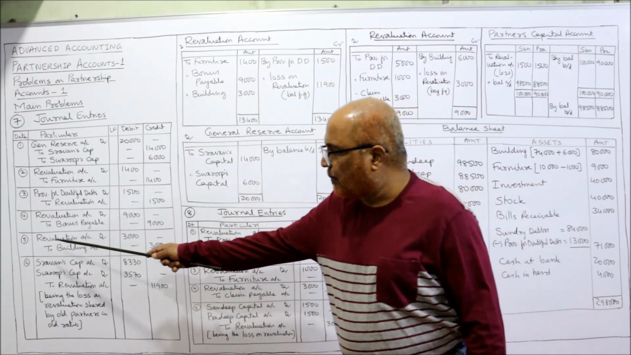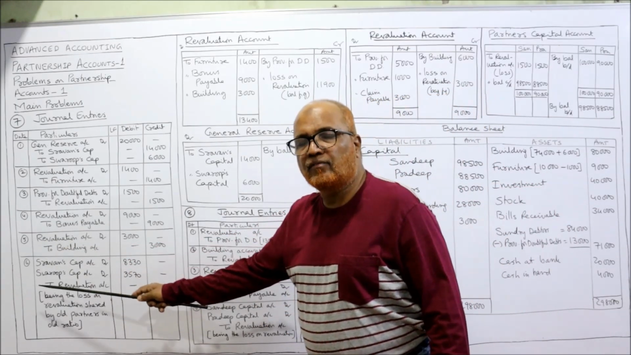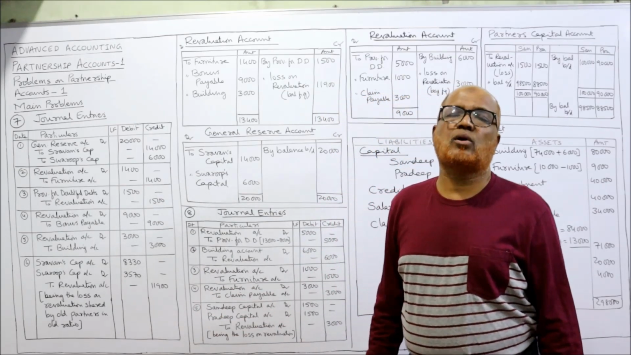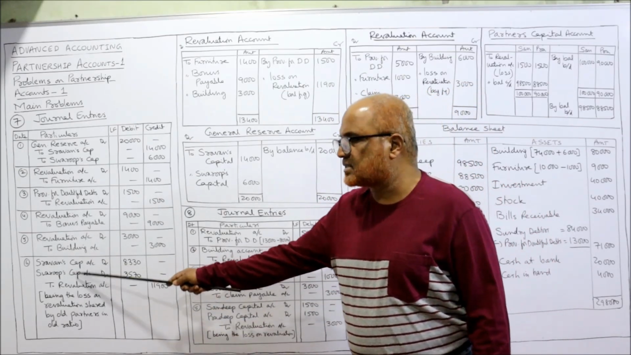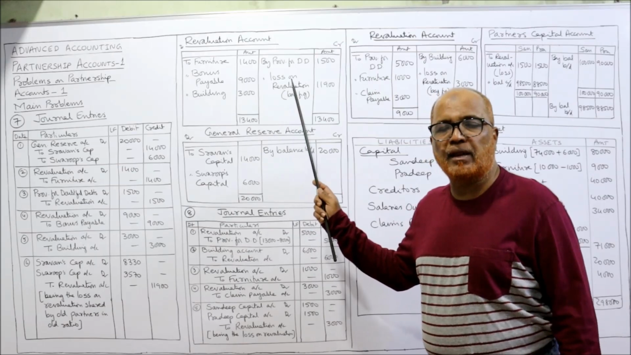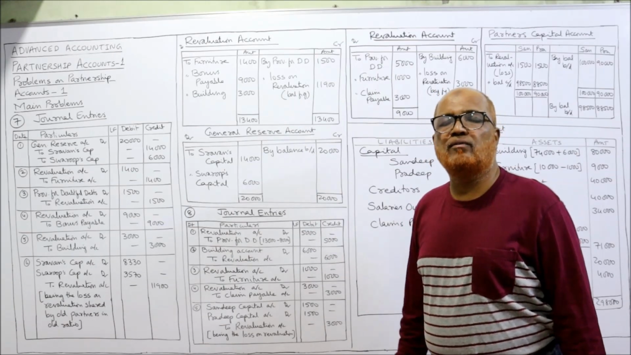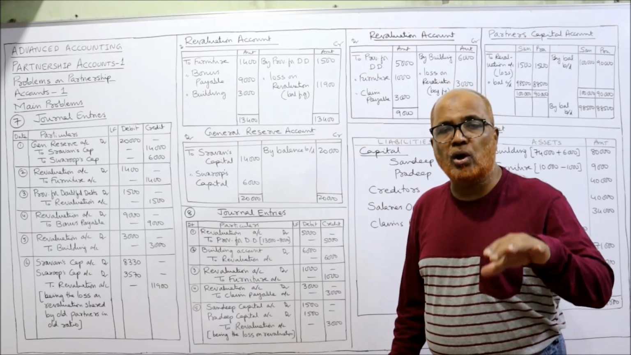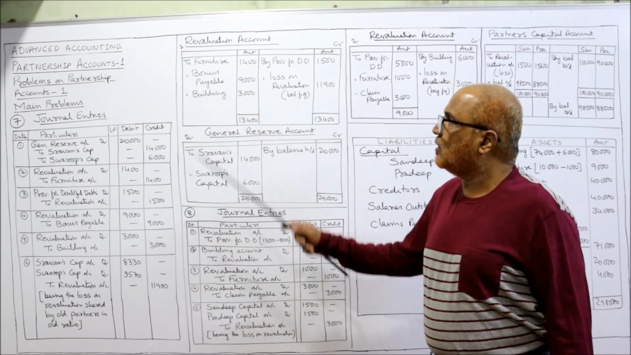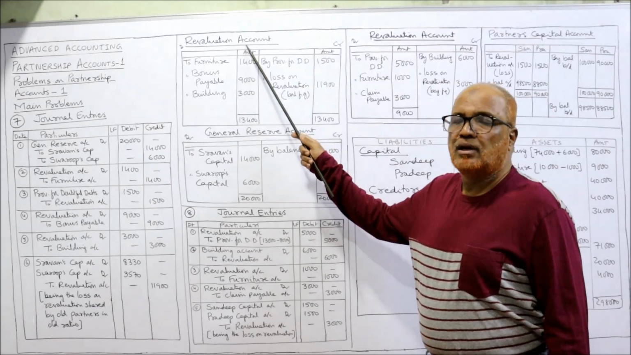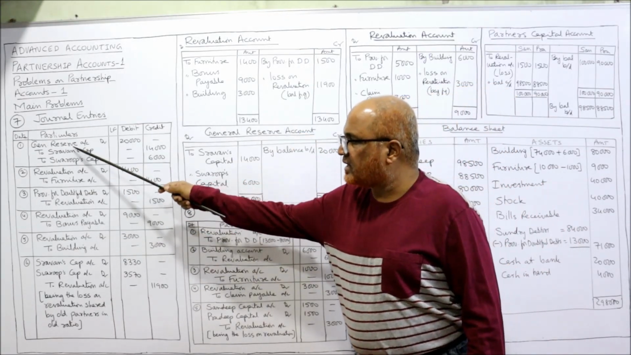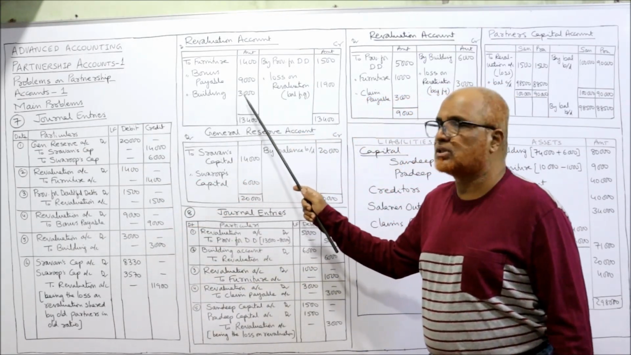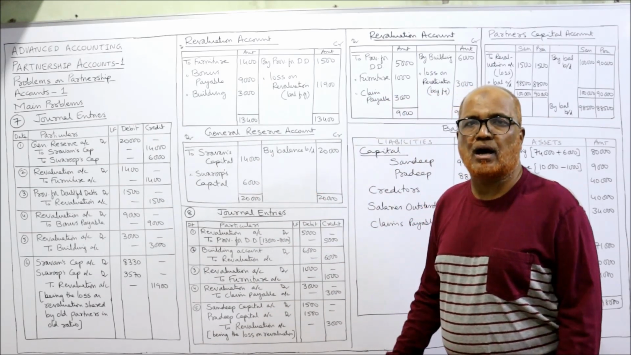Now after completing this fifth entry, we have to see whether there is profit or loss on revaluation. You should not pass this entry. Only after preparing the revaluation account can we know whether there is a profit on revaluation or a loss on revaluation. Now we have prepared the revaluation account. Each entry from first entry to fifth entry, we have to post into the ledger account.